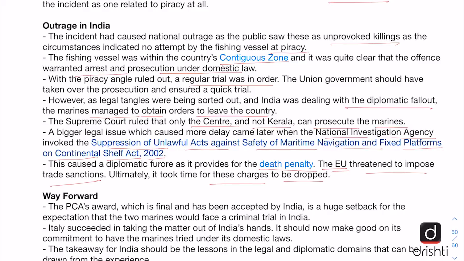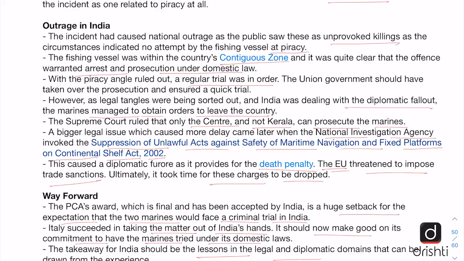Finally, the editorial says that the PCA award, which is final and has also been accepted by India, is a huge setback for the expectation that the two Marines would face a criminal trial in India, though they would be facing a criminal trial in Italy. And the editorial says that Italy has succeeded in taking the matter out of India's hands, but it should now make good on its commitment to have the Marines tried under its domestic laws for the unprovoked killing of two Indian fishermen. And at the end, the editorial says that the key takeaway for India should be the lessons in the legal and diplomatic domains that can be drawn from this failed experience.